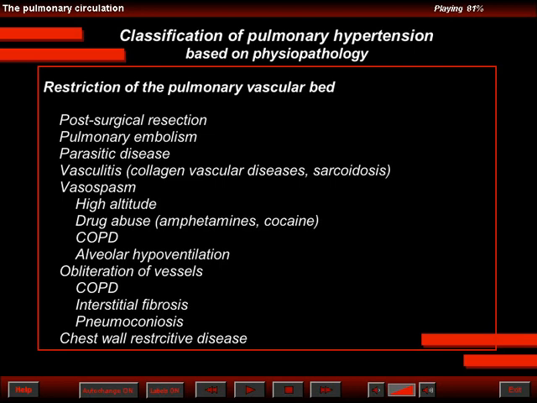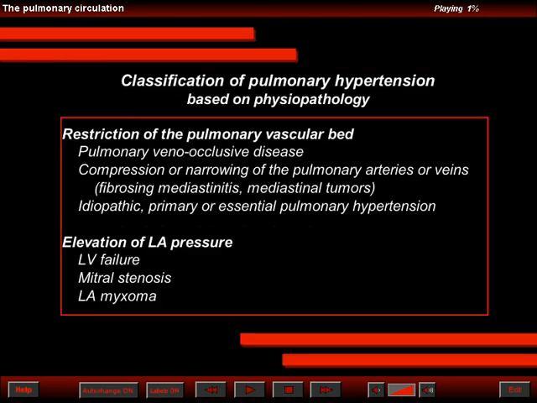Finally, obliteration of vessels, also observed with COPD, interstitial pulmonary fibrosis, pneumonopathies, and chest wall restrictive disease. Other causes of restriction of the pulmonary vascular bed include pulmonary veno-occlusive disease, compression or narrowing of the pulmonary arteries or veins, seen particularly in fibrosing mediastinitis and tumors, and the so-called idiopathic primary or essential pulmonary hypertension.